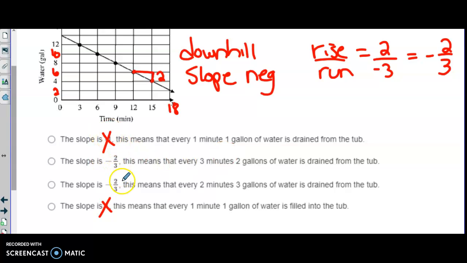So we know it's not a negative 1. So it's one of these two options. Let's see what it says. The slope is negative 2/3. This means that every 3 minutes, 2 gallons of water is drained from the tub. This one says the slope is 2/3, which means every 2 minutes, 3 gallons of water is drained from the tub. So we just got to go back and think about what this means. The rise here was the water, so this was 2 gallons, and then the run was time. So it's draining 2 gallons every 3 minutes. So it would be this one.